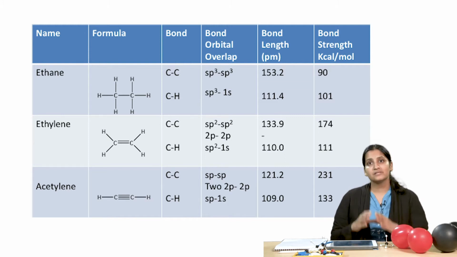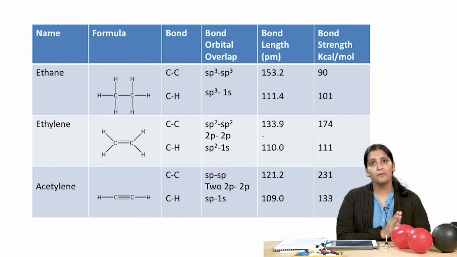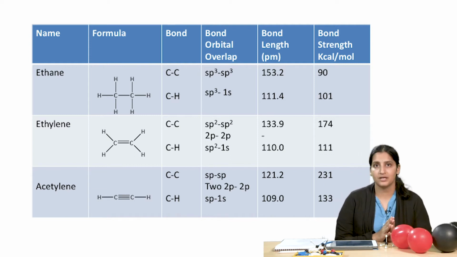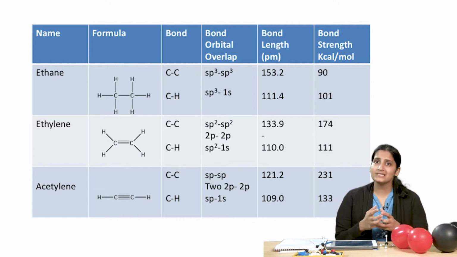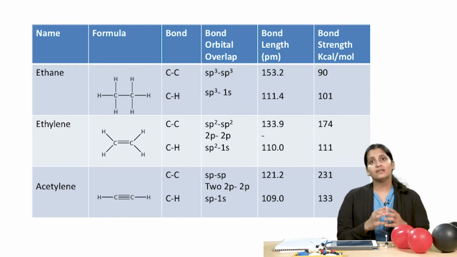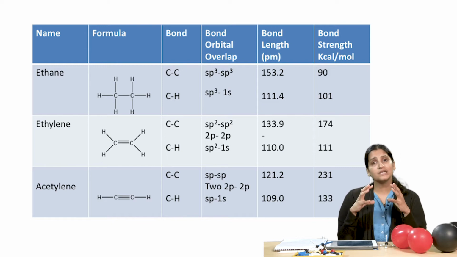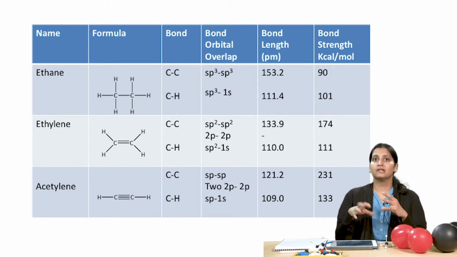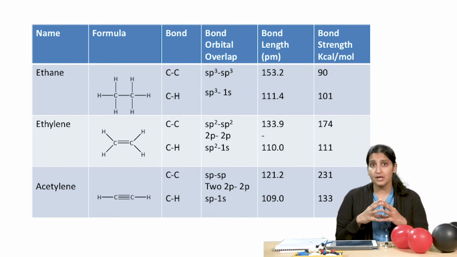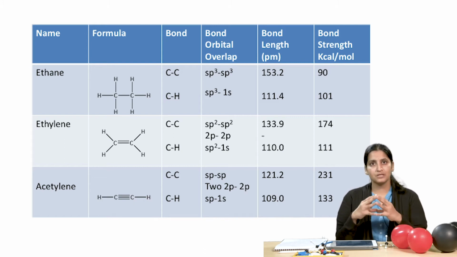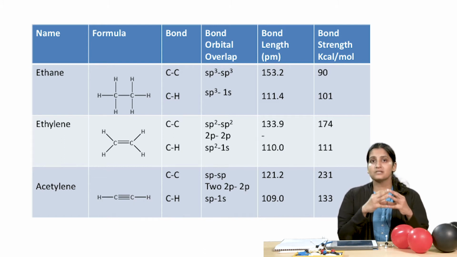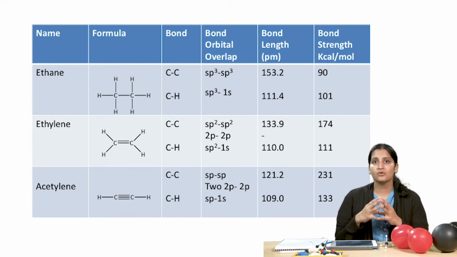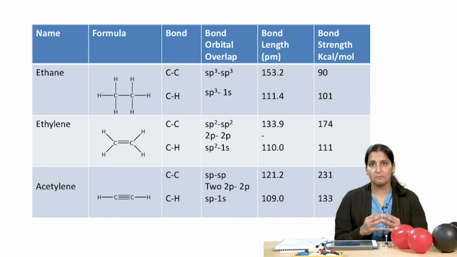As you can see, the percentage of s character is going on increasing as I go from sp3 to sp hybridization. So how does this really affect? Remember that the s orbital is different in shape than the p orbital. The s orbital is spherical in shape, the p orbital is dumbbell in shape. So the shape of sp3 versus sp2 and sp orbitals is also going to change as I change the s character in them.